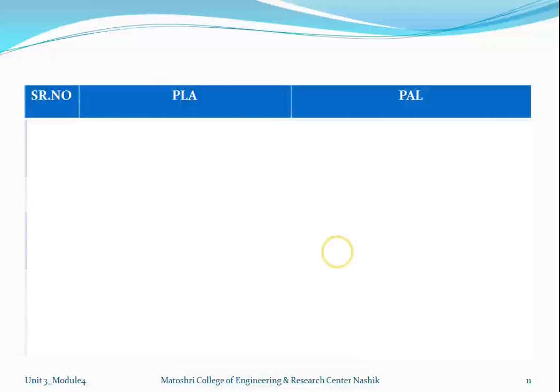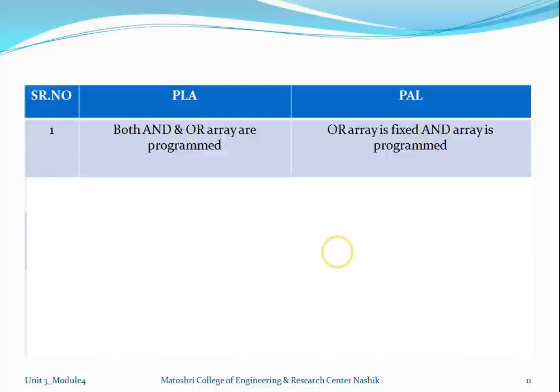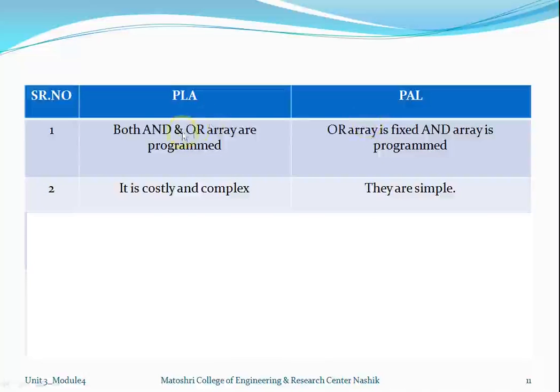Now we compare PLA with PAL. In PLA, both the AND and OR arrays are programmable, but in the case of PAL, only the AND array is programmable and the OR array is fixed. That is the basic difference between PLA and PAL. PLA is costly and complex because both arrays are programmed and the number of logic gates required is large. In the case of PAL, they are very simple because only the AND array needs to be programmed, and the OR array is already fixed.